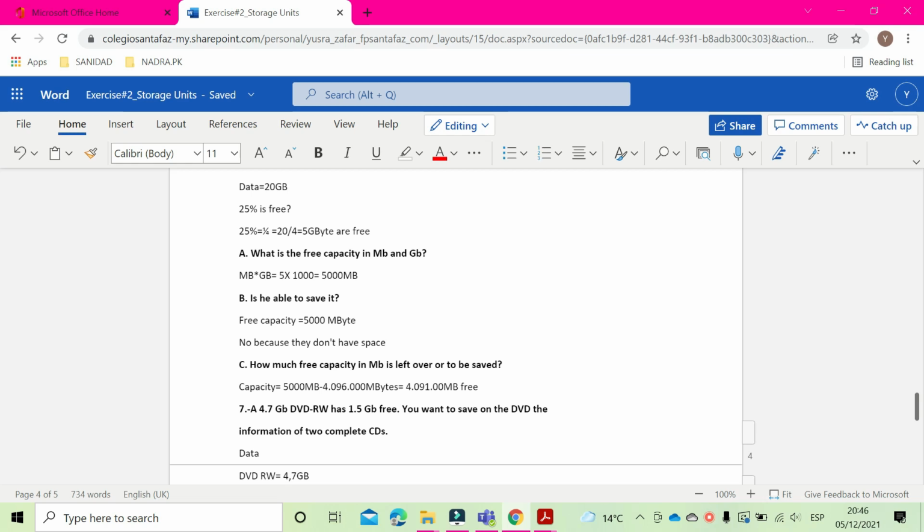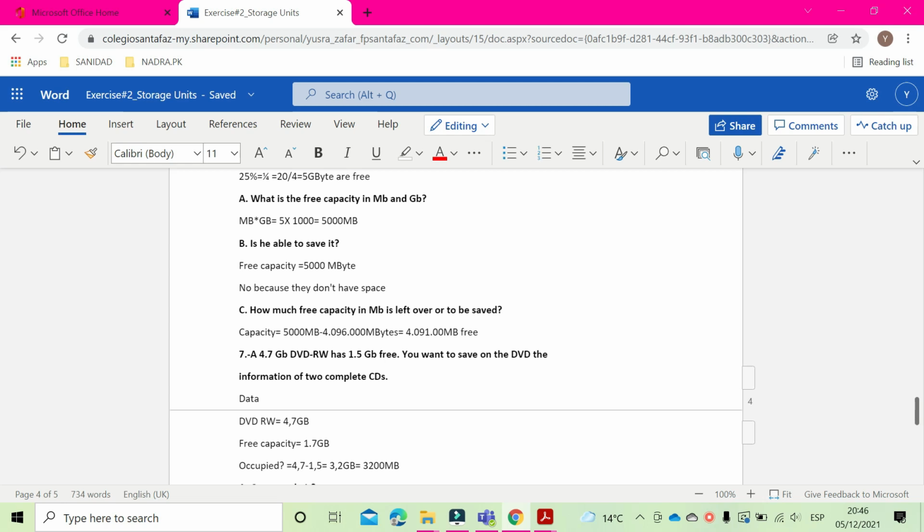What is the free capacity in MB and GB? We are going to multiply 5, because we have 5 GB. 5 GB multiplied by 1000 is equal to 5000 megabytes. We are multiplying only by 1000 because we are doing only one step from GB to MB.